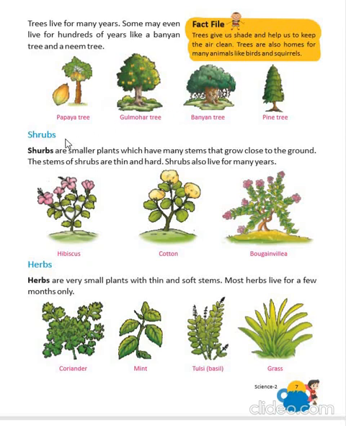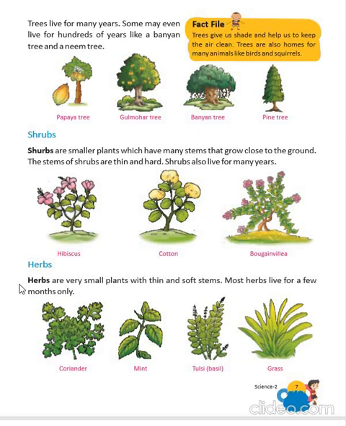Now come to shrubs. So these all are shrubs. Shrubs are smaller plants which have many stems that grow close to the ground. The stems of shrubs are thin and hard. Shrubs also live for many years. This is hibiscus. This is cotton. These all are shrubs.